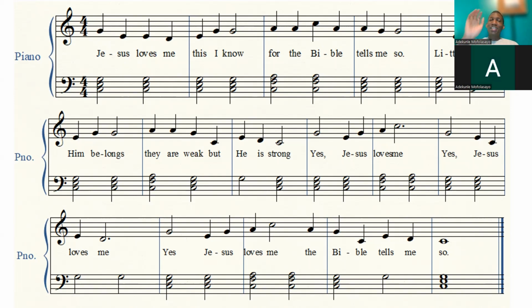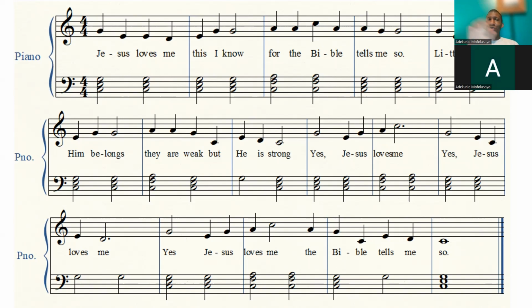Jesus loves me, this I know, for the Bible tells me so. Little ones to him belong. They are weak, but he is strong. Yes, Jesus loves me. Yes, Jesus loves me. Yes, Jesus loves me. The Bible tells me so.